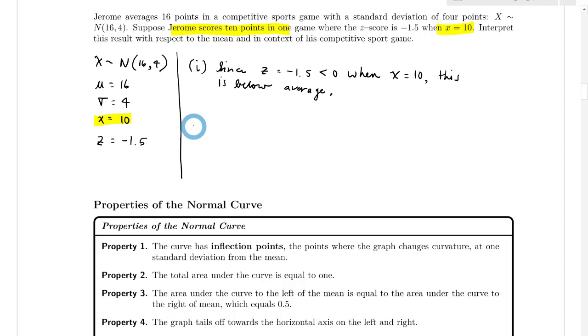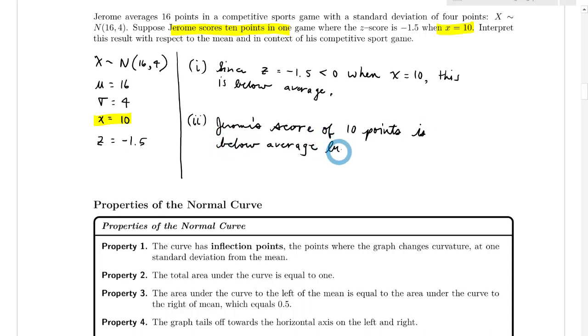Now, if we want to do it with respect to Jerome and him scoring points in a competitive sports game, let's go ahead and talk about it. So now we can say Jerome's score of 10 points is below average by 1.5 standard deviations.